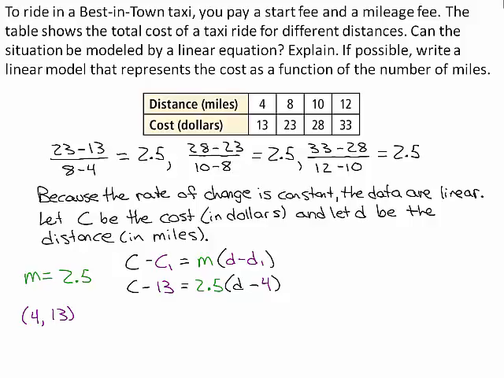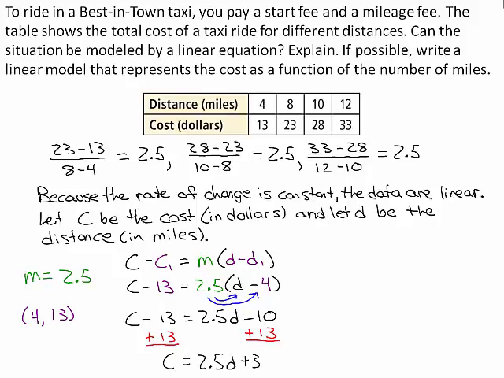Next, use the distributive property. Because 2.5 times D equals 2.5D, and 2.5 times negative 4 equals negative 10, C minus 13 equals 2.5D minus 10. Next, add 13 to each side of the equation to write the equation in slope-intercept form. Because negative 13 plus 13 equals 0 and negative 10 plus 13 equals 3, C equals 2.5D plus 3.